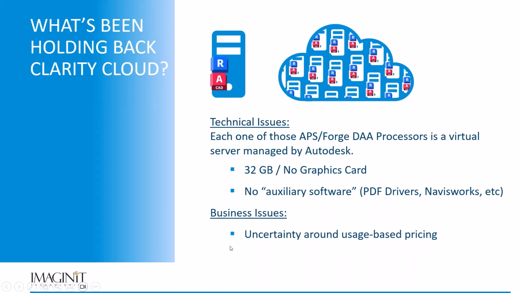And then, honestly, from a business perspective, the difference fundamentally with Clarity Cloud is that the pricing is usage-based. If you don't use it at all, it costs you, not a lot. But if you use it, it is like a per hour charge for doing that work in the cloud. You don't have to provide any hardware, any software, so it still works out. But people have uncertainty around that usage-based pricing.